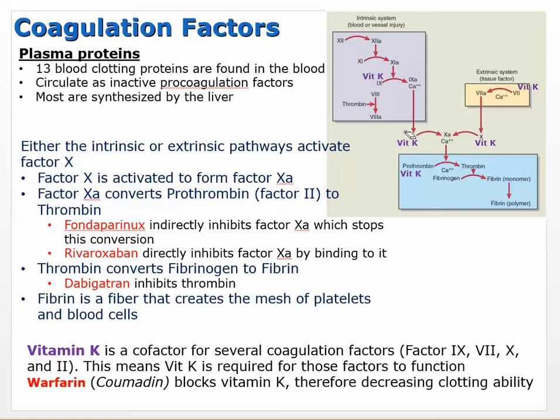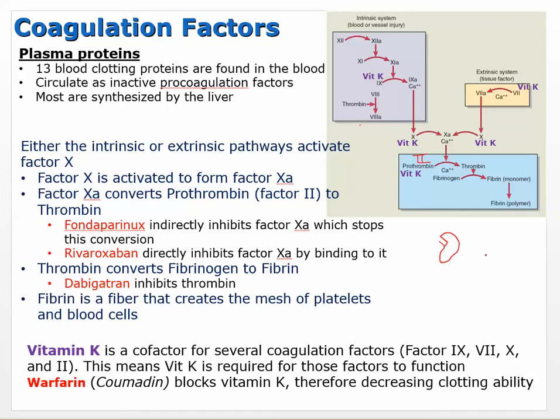And factor 10 is kind of a big deal, and we'll see that because we have a couple of drugs down here that inhibit factor 10 or the activated form of it. So either the intrinsic or extrinsic pathways activate factor 10 or factor X. Factor X is activated to form factor 10A, and 10A then will convert prothrombin, which is also called factor 2, so you'll see that written sometimes. So prothrombin to thrombin, and then thrombin will cause fibrinogen to turn into fibrin, and fibrin is what forms that mesh.